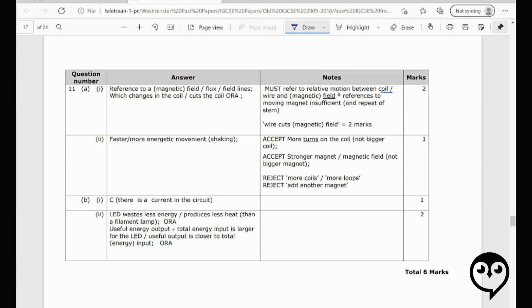You could say the coil moves around the magnet or the magnet moves in the coil. Either way. Okay. You can't just say it's a moving magnet. You need to say it's relative to the coil because it changes how many field lines get cut. All right. Wire cuts the magnetic field, 2 marks.